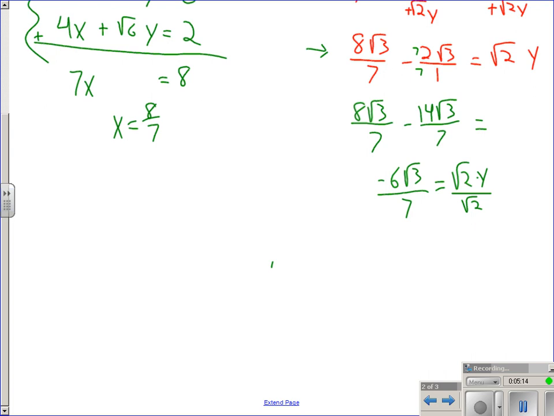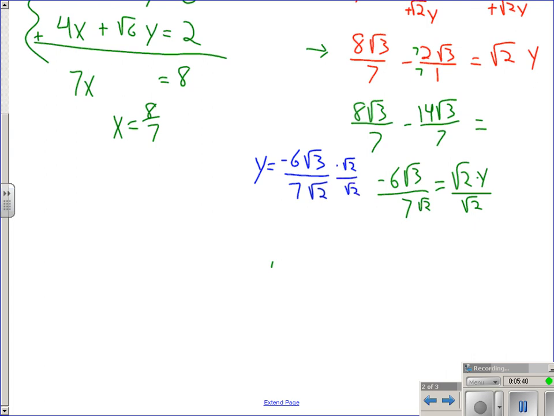What that does on both sides gives us, I'm going to change colors here, y equals negative 6 square root 3 over 7 square root 2. Now, technically this is okay, but it's not really proper to leave a square root in a denominator. So I'm going to multiply top and bottom. This is called rationalizing the denominator.